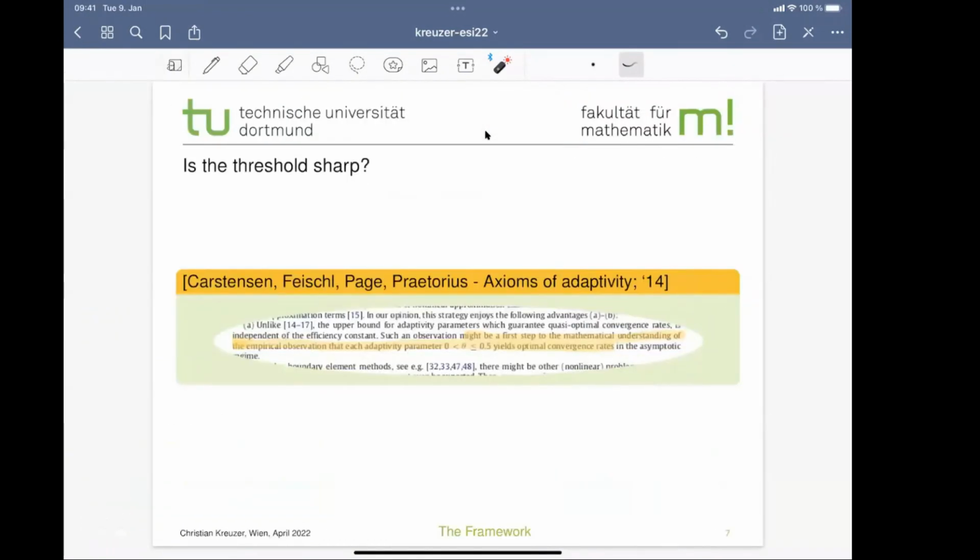Now of course there is the question whether this threshold is sharp or not, and this question basically was already raised in this paper by Carstensen, Feischl, Page, and Praetorius, where you can find the statement that in principle their proof is without the efficiency. This might be a first step, you can read this here, to the mathematical understanding of the empirical observation that each adaptive parameter between 0 and 0.5 yields optimal convergence rates.